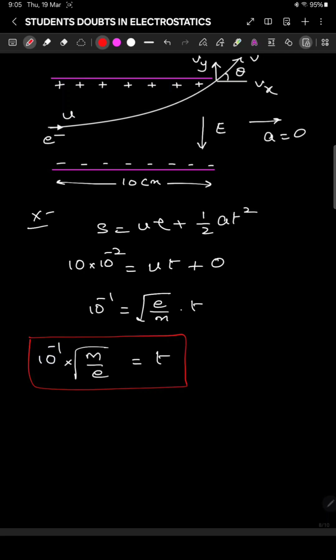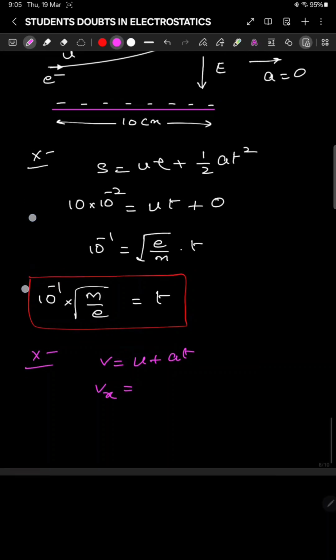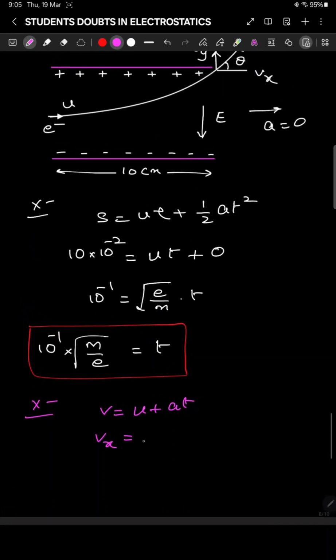Now how to find the Vx value? Velocity along the x-axis, V equal to the formula u plus at. Final velocity along the x-axis equals initial velocity along the x-axis, here u. Acceleration along the x-axis, we know, is 0. So then Vx will be equal to the u value, already we know it is root of e by m.